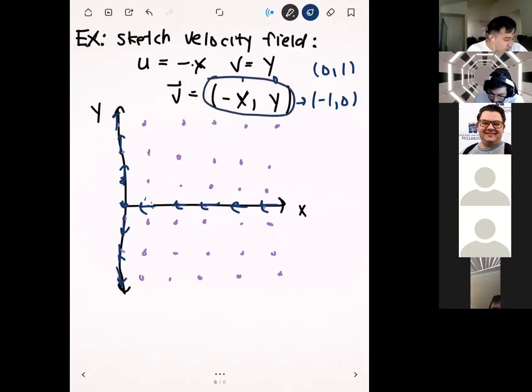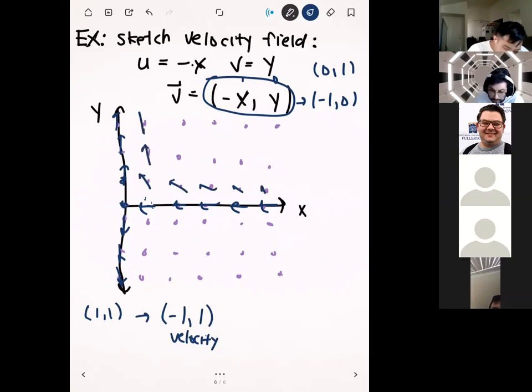And so let's plug in 1, 1. The velocity at 1, 1, we just plug in here, and for this velocity field we have -1, 1. And so this is our velocity. A vector of -1, 1 looks like this. I'm going to go ahead and fill in all the rest here. Of course, this is not exact. These are just approximations.